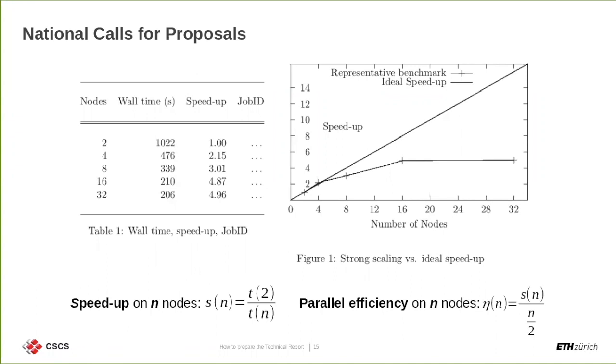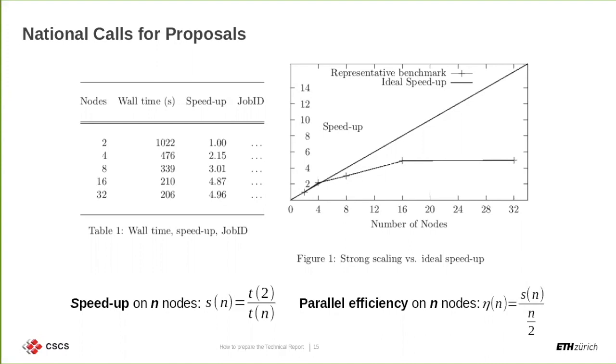The parallel efficiency on the same n nodes will then be the ratio of the speed up divided by the ideal speed up. When we talk about ideal speed up, we always talk about something that grows linearly. So you double the number of resources, the number of nodes, and you are supposed to double the speed up, to get half the wall time. So the ratio speed up divided by n halves, because this time we started with 2 nodes, will give you the parallel efficiency. In this particular example, at 16 nodes we are more or less at 60% efficiency: the ratio between 4.87 divided by 8, which is 16 divided by 2.